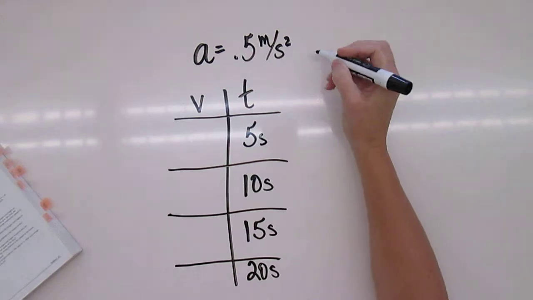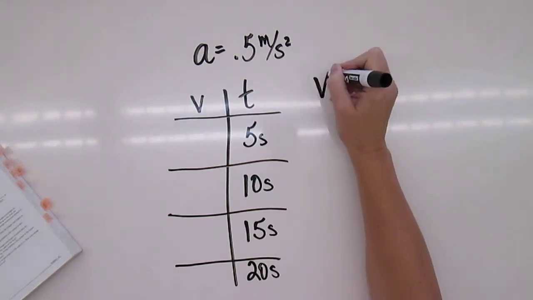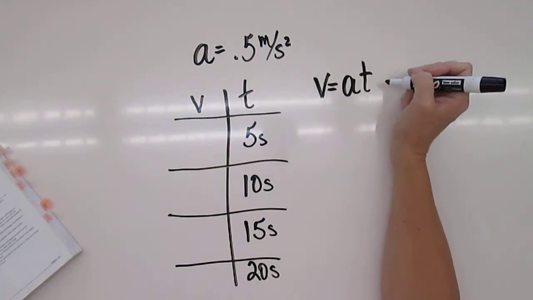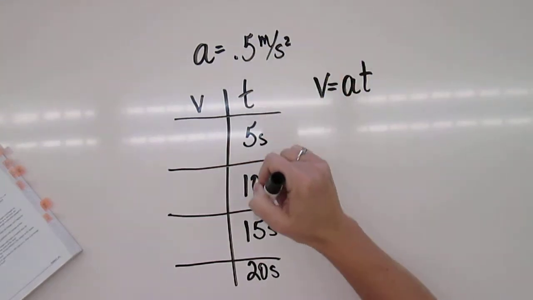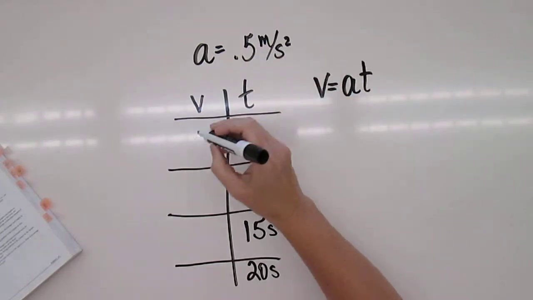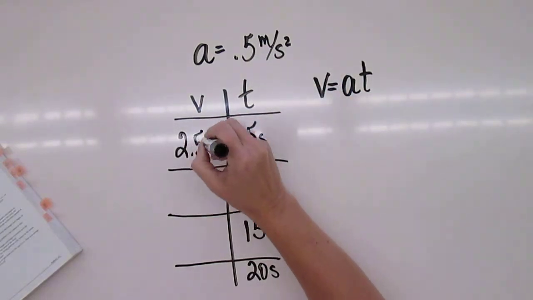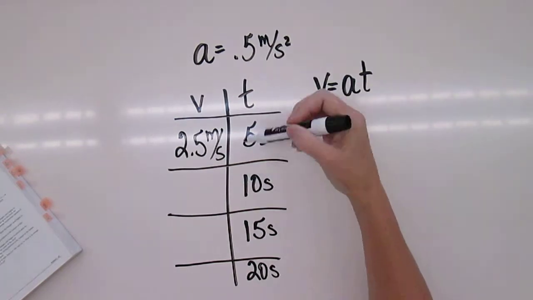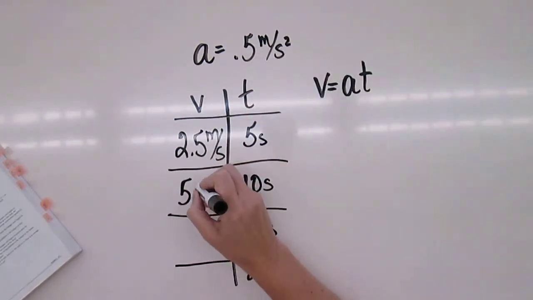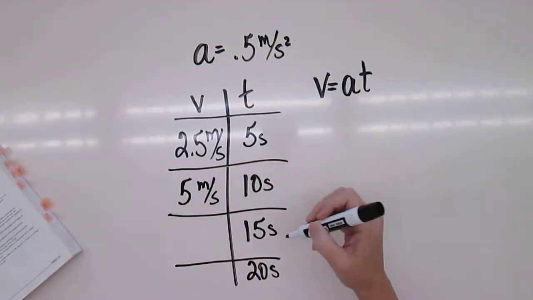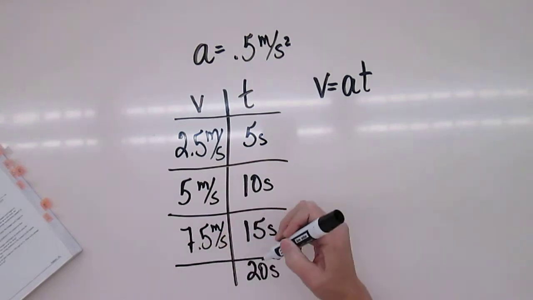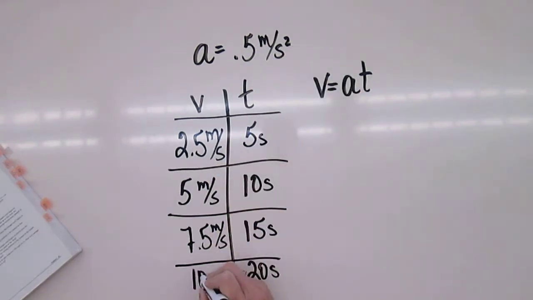Then we simply use the equation that velocity or speed is equal to acceleration times time. So we're just simply going to take 0.5 times each one of our times. 0.5 times 5 gives us 2.5 meters per second. 10 times 0.5 gives us 5 meters per second. 15 gives us 7.5 meters per second. And 20 gives us 10 meters per second.